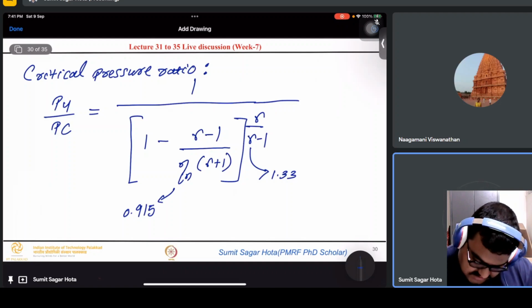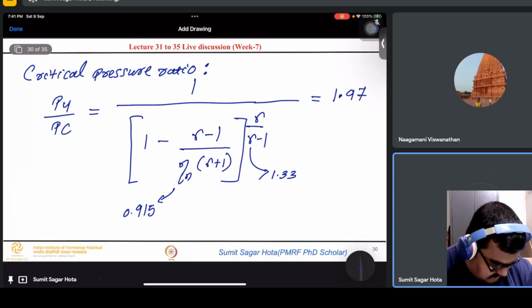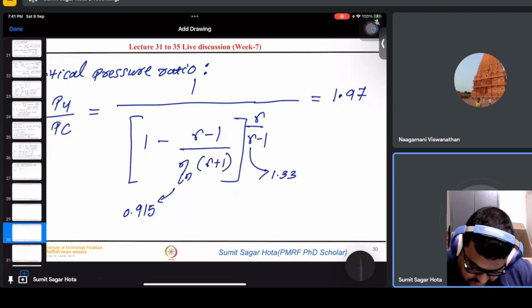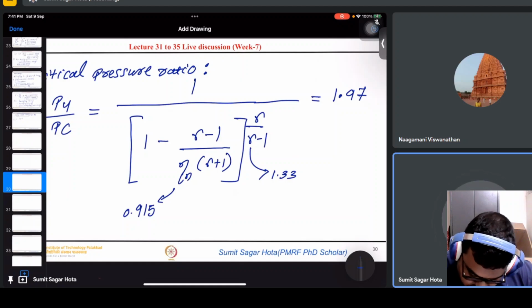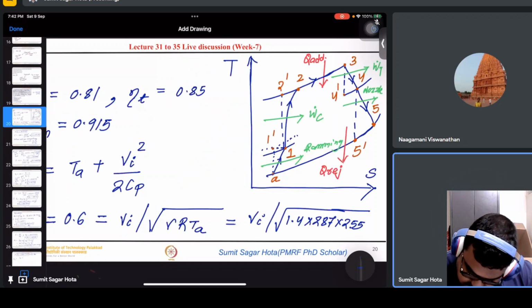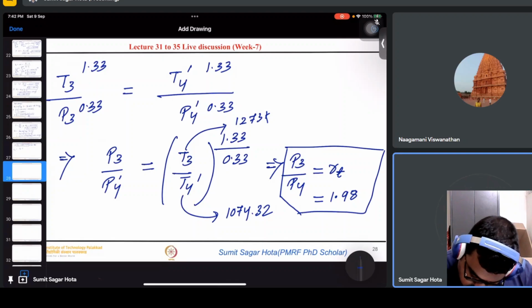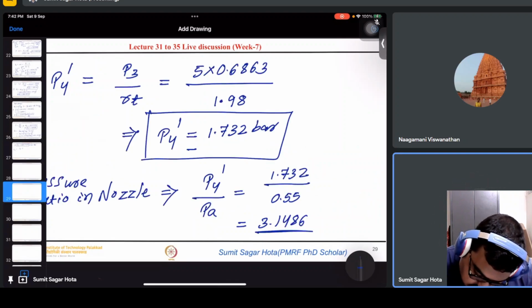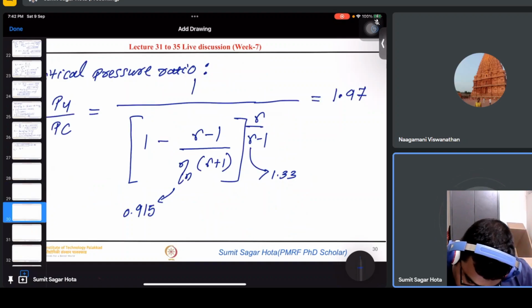Okay, substitute, then you get the value as 1.97. So now you have P4, you know. Why do you know P4? Because P4 is equal to P4 dash. You see, P4 and P4 dash are the same pressure. So that is equal to P4.